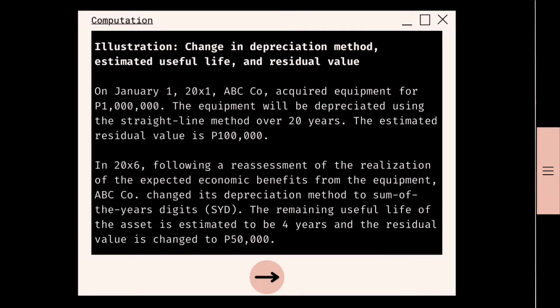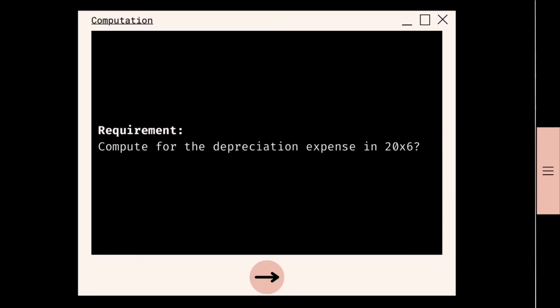Here is an example in change in depreciation method, estimated useful life, and residual value. Our given problem is that on January 1, 20X1, ABC Co. acquired equipment for 1 million. The equipment will be depreciated using straight line method over 20 years. The estimated residual value is 100,000 pesos. In 20X6, following the reassessment of the realization of the expected economic benefits from the equipment, ABC Co. changed its depreciation method to the sum of the year digits. The remaining useful life of the asset is estimated to be 4 years and the residual value is changed to 50,000 pesos. The requirement is to compute for the depreciation expense in 20X6.